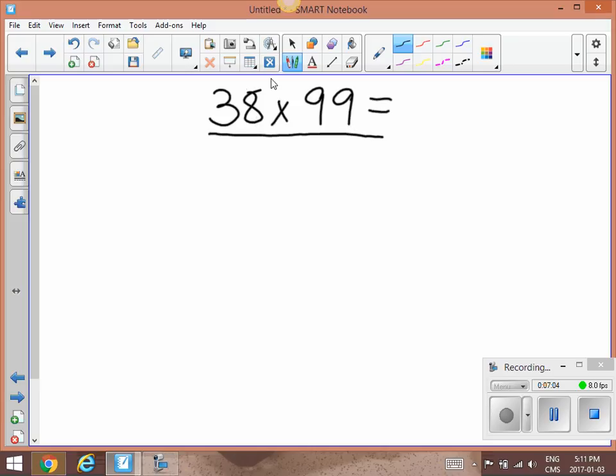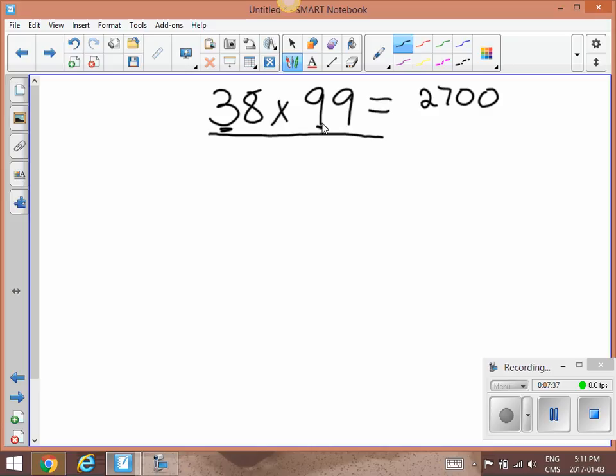So we know that if we were to just do front end estimation, if we were to multiply 30 times 90, that would be quite a bit lower than 2,700. Where did that 2,700 come from? I multiplied this 30 and then 90. 3 times 9 is 27. So 30 times 90 is 2,700. And so it's going to be quite a bit lower.